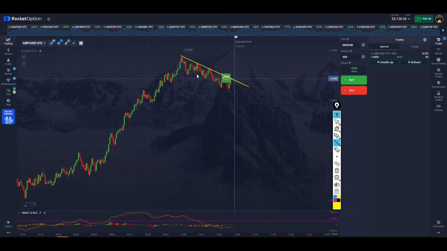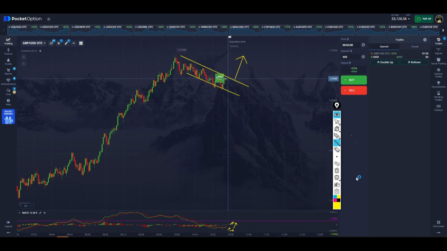Here's why. First of all, I marked this local downtrend channel. Then the MACD shows a crossover, which signals a potential breakout upwards from this channel. On top of that, I can clearly see the chance for price to update recent highs. The setup looks promising, and I chose the 2-minute expiry because breakouts, whether it's from a trend line or a horizontal level, often need a bit more time to develop.